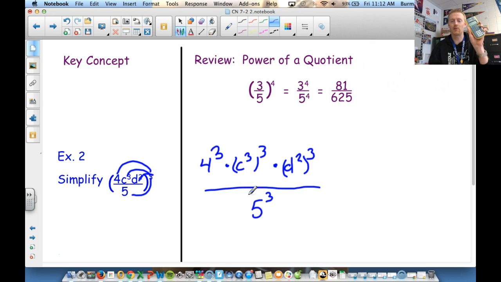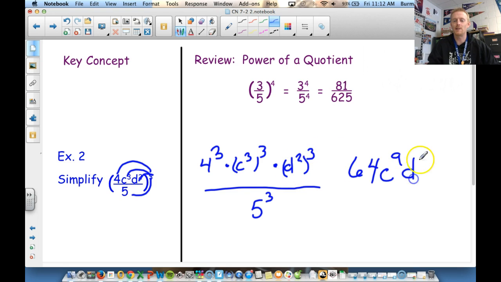So I take my trusty calculator, 4 to the 3rd, because I don't want to make any simple mistakes. I go ahead and type it in, I get a 64. A c to the 3rd. Remember yesterday when we had a power to a power, we multiplied. So this becomes a c to the 9th. Same thing here with our d. A power to a power, that becomes a d to the 6th. Now 5 to the 3rd power is going to be again 125.